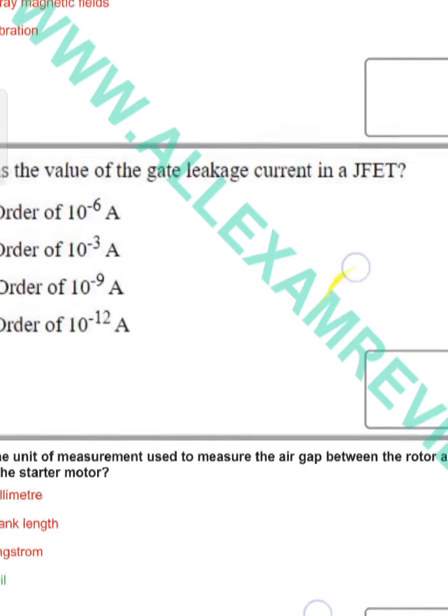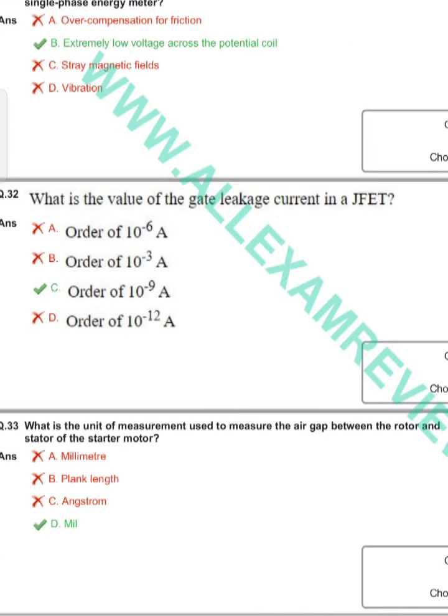Question number 33. What is the unit of measurement used to measure the air gap between the rotor and stator of the starter motor? Mil is used to measure the air gap between the rotor and the stator. So that is a good one question.